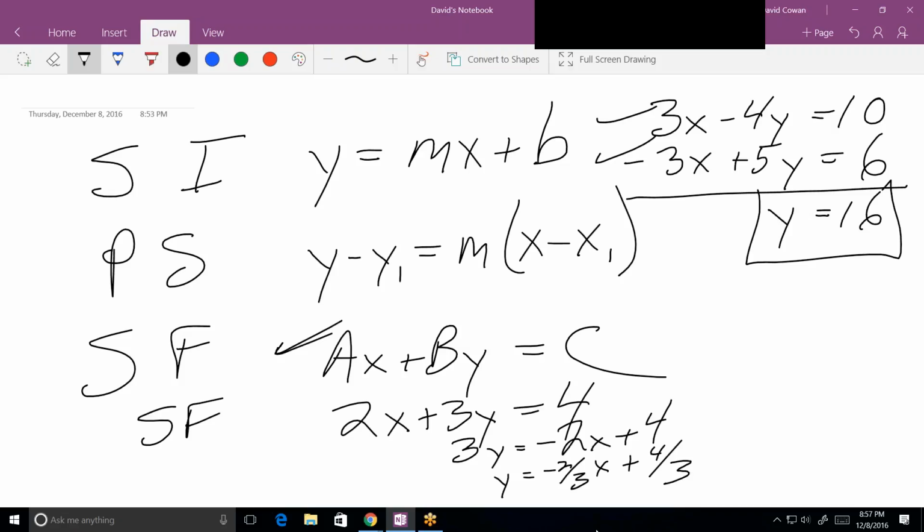So you might not run into standard format too much in geometry. And you might not run into point slope format much in geometry either. But when you get to calculus, point slope is about the only one they use. So it kind of depends on the level of math that you're taking.